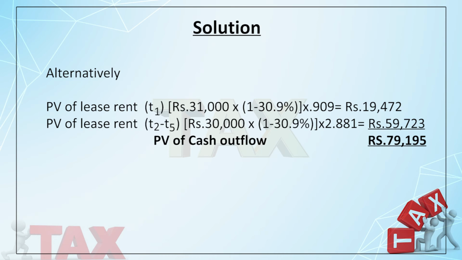So now what will the company do? Definitely the company will go for option B, where the present value of the cash outflow is the minimum, which is 72,374. I think the things are clear to you. You try to do it on your own. Okay.